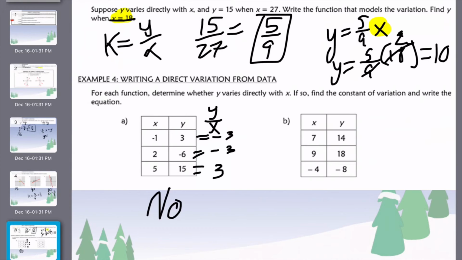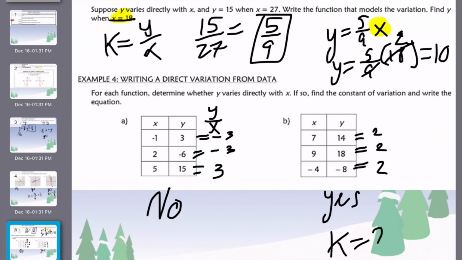If I do 14 divided by 7, I get 2. If I do 18 divided by 9, I also get 2. And if I do -8 divided by -4, I get 2. So yes, y varies directly with x for this function. And the constant of variation, k, is 2.